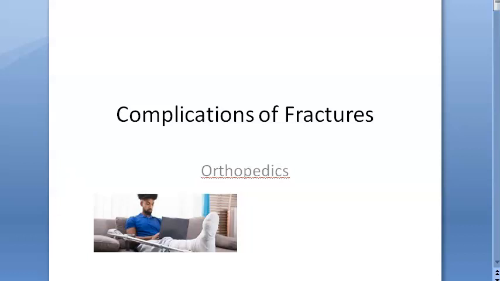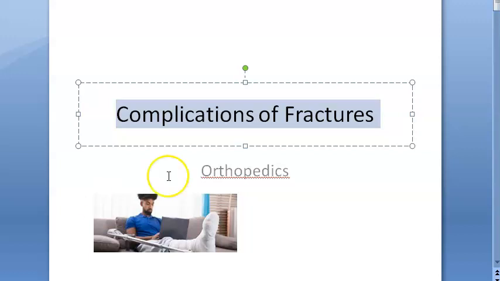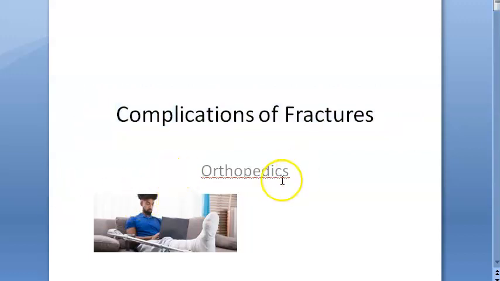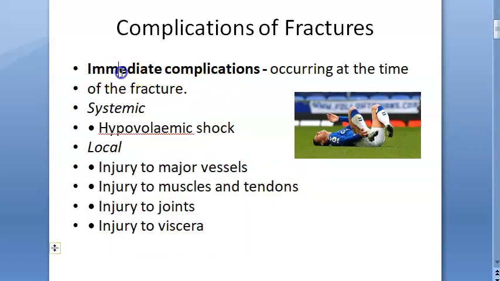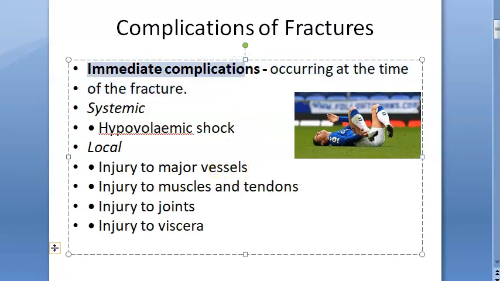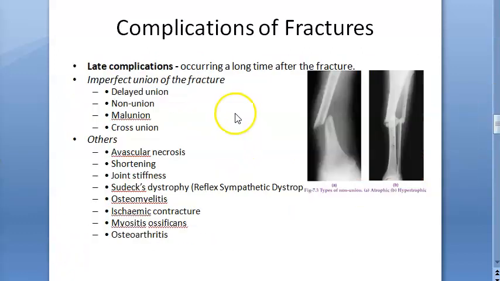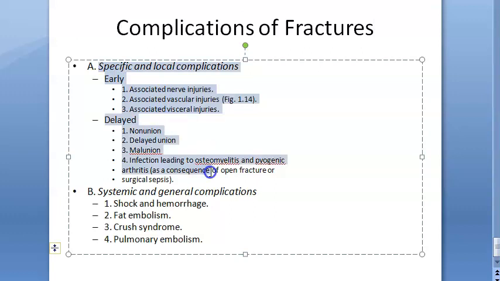Hello people, in this video let us look at the complications of fractures. The classification of fracture complications can be something like this: immediate complications, early complications and late complications. So based on the duration you can put it like that, or there is yet another classification. Look at this. You can classify as local complications and systemic complications.